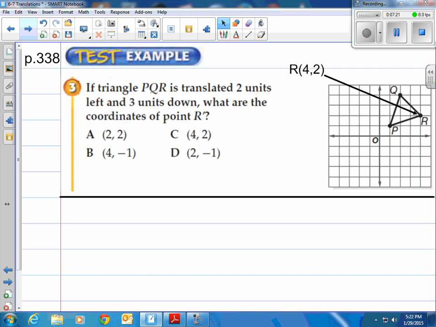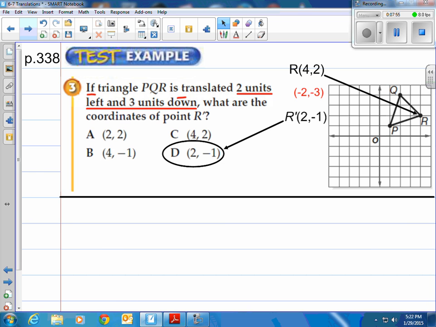Those are the coordinates. So what we want to do is translate it 2 units left and 3 units down. Now, using the notation, left and down are both negative. All right, so left is negative and down is negative. So we're going to subtract 2 from 4 and 3 from 2. And when we do that, we end up with 2, -1. And 2, -1 is D. So the answer would be D in this case.